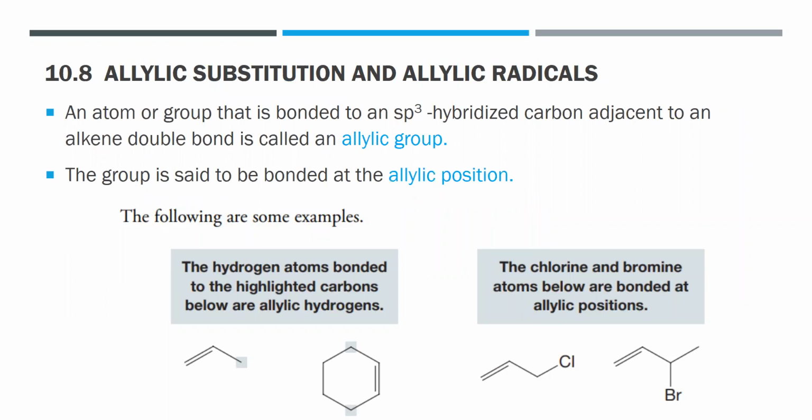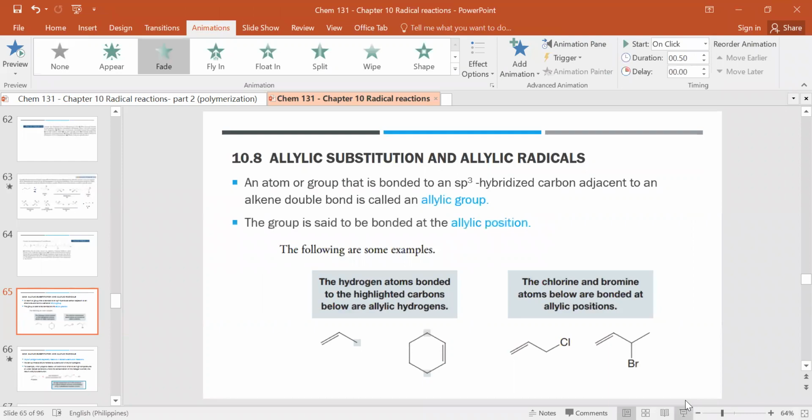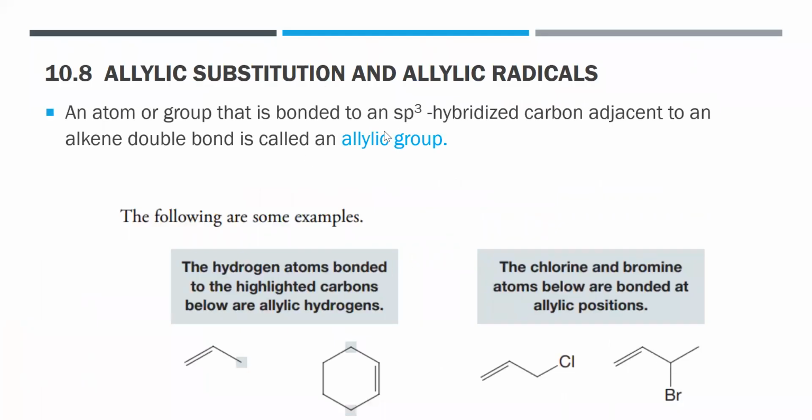It's all about the allylic substitution and allylic radicals. So what do you mean by allylic radicals? An atom or group that is bonded to an sp3 hybridized carbon adjacent to an alkene double bond, like here. Now you have an sp2 carbon, and then you have an sp3 carbon. This carbon is bonded to an sp2 carbon having a double bond. This here is what we call an allylic group.